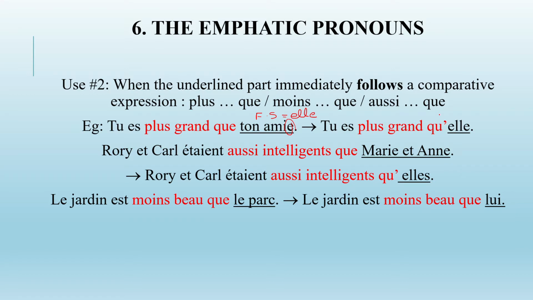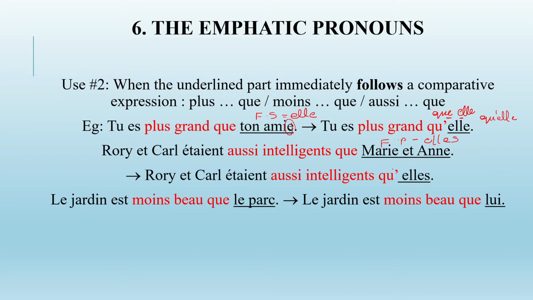Okay, now can you see that que elle? Okay, there is a clash here. You need to be careful of these things when you're writing your answer. You have to replace the first e with the apostrophe. Okay, next one. Aussi intelligent que is also a comparative expression. Aussi something que. So whatever comes after the comparative expression has to be replaced with the emphatic pronoun. So Marie et Anne is the underlined part here, which is feminine plural, has to be substituted with elles, ELLES.